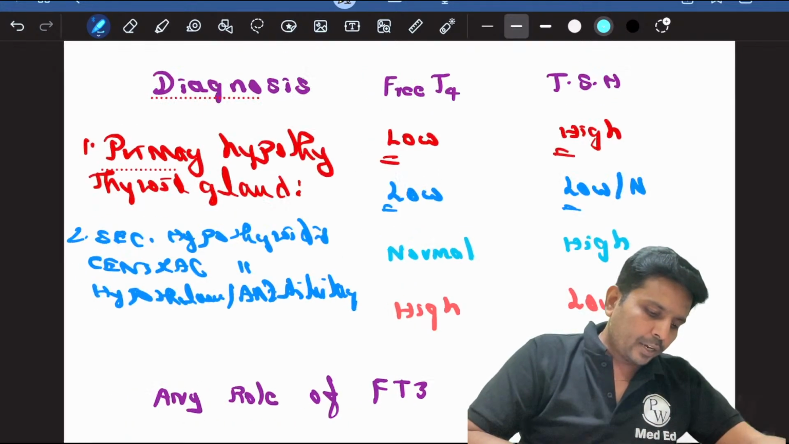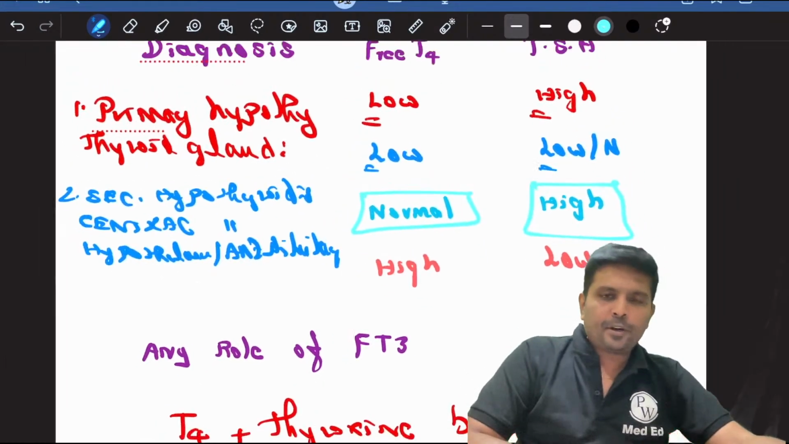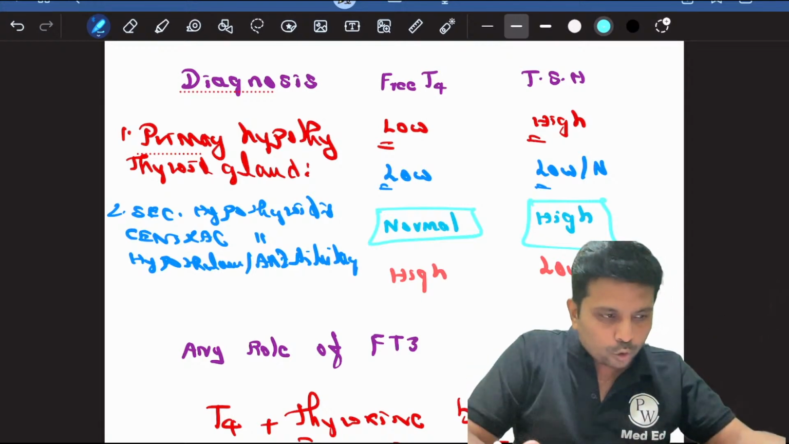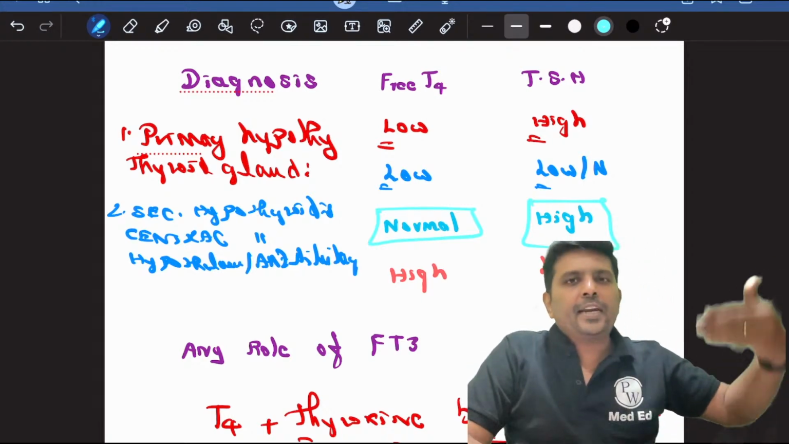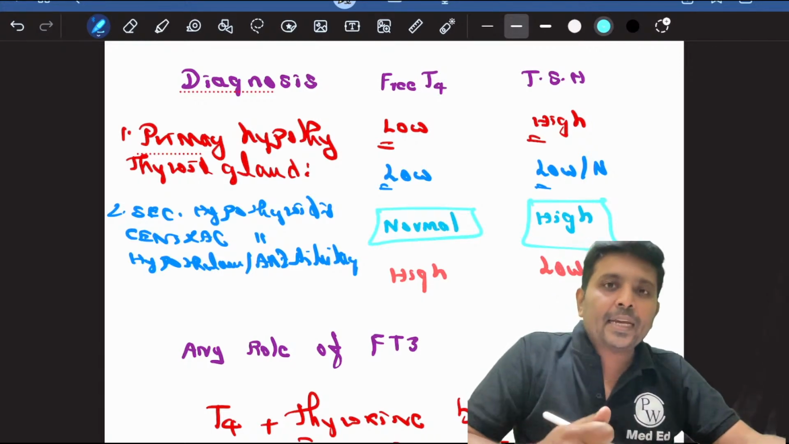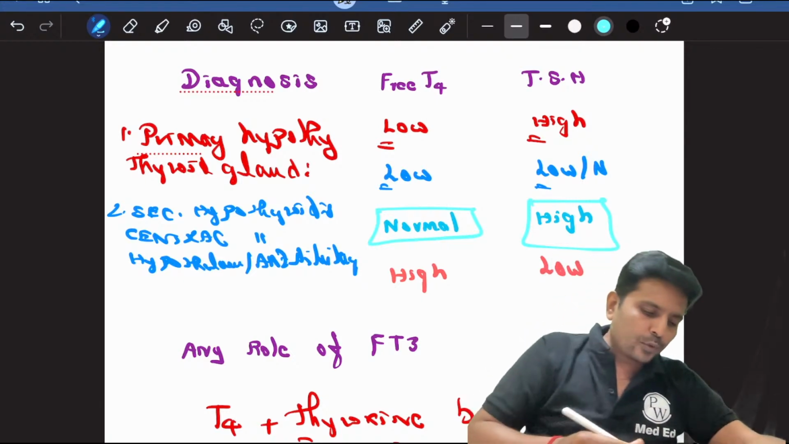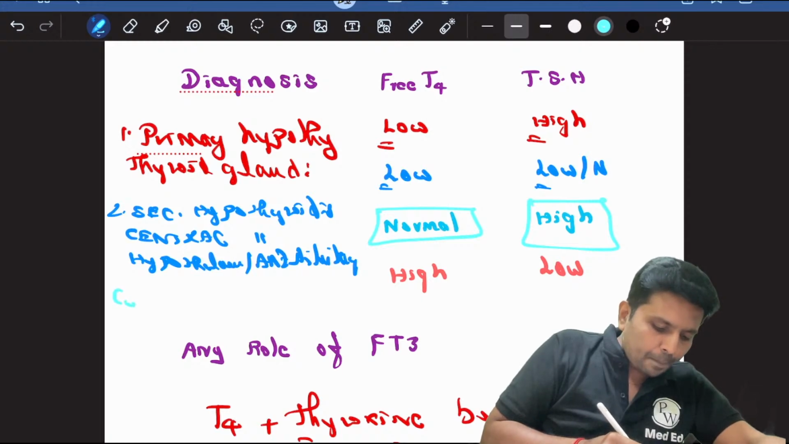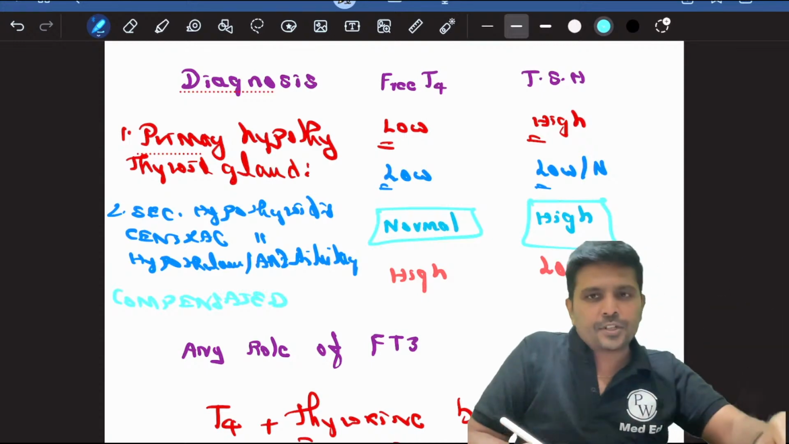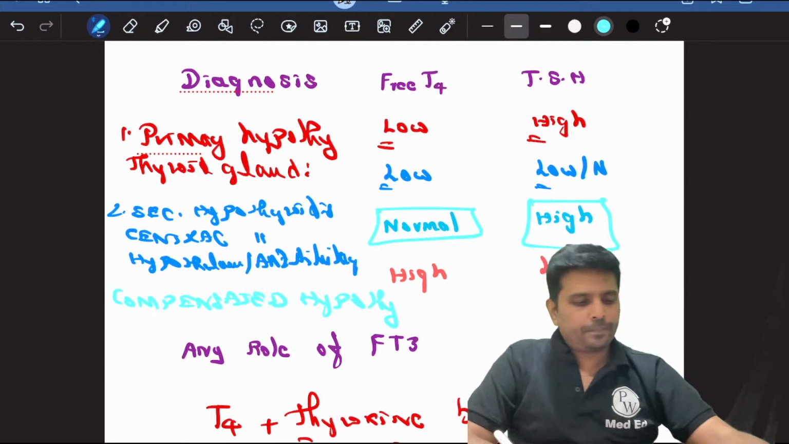Look at this. Your free T4 is normal, but TSH is high. How can it be possible? It means your anterior pituitary gland works more to compensate for the reduced activity of the thyroid gland. So what does it mean? Your anterior pituitary compensates for the low activity of the thyroid gland. That's why the third scenario is called compensated hypothyroidism. That means T4 is normal but TSH is high. That is called compensated hypothyroidism.